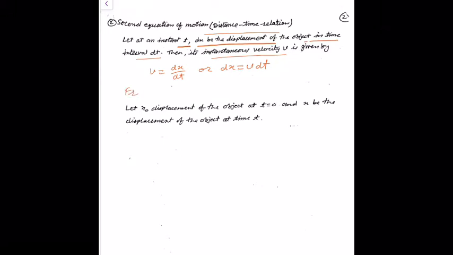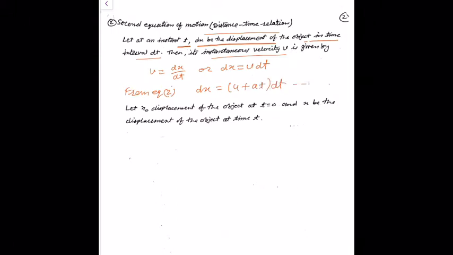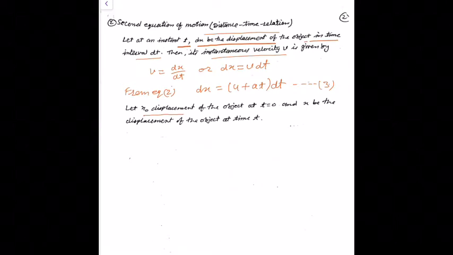From equation 2, dx is equal to u plus at into dt. It is equation third. Let x naught be the displacement of the object at t equal to 0 and x be the displacement of the object at time t.